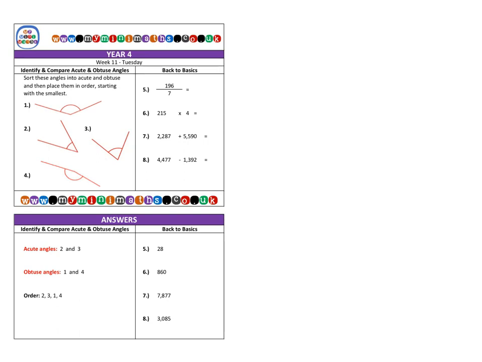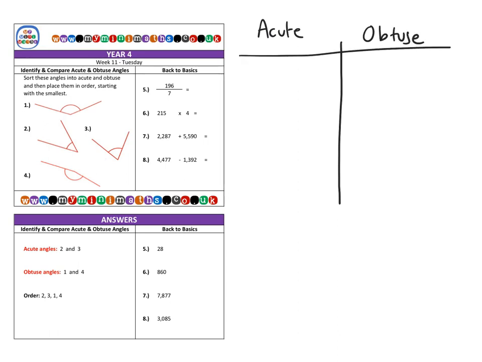And today we're going to be identifying acute and obtuse angles and also comparing their size and placing them into order. Okay, so we're going to look at the four different angles and decide whether they are acute or they are obtuse. So let's make two columns. We're going to have acute angles over here and obtuse angles on the right hand side.